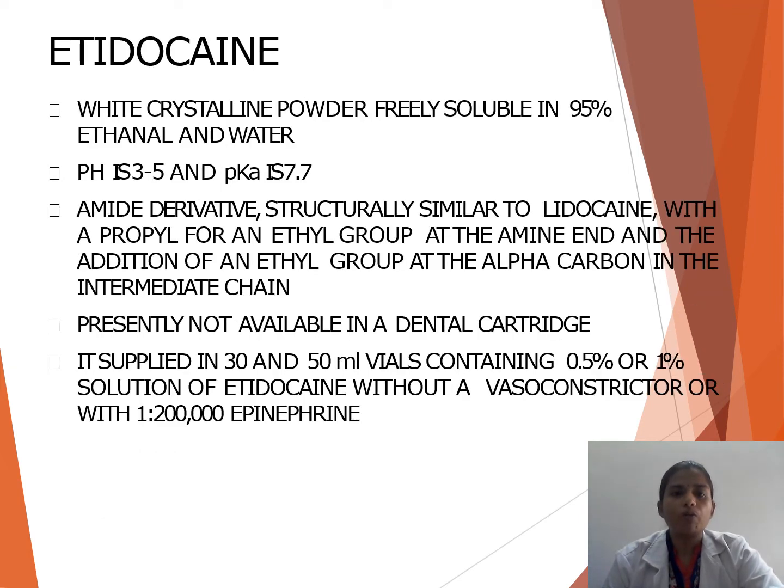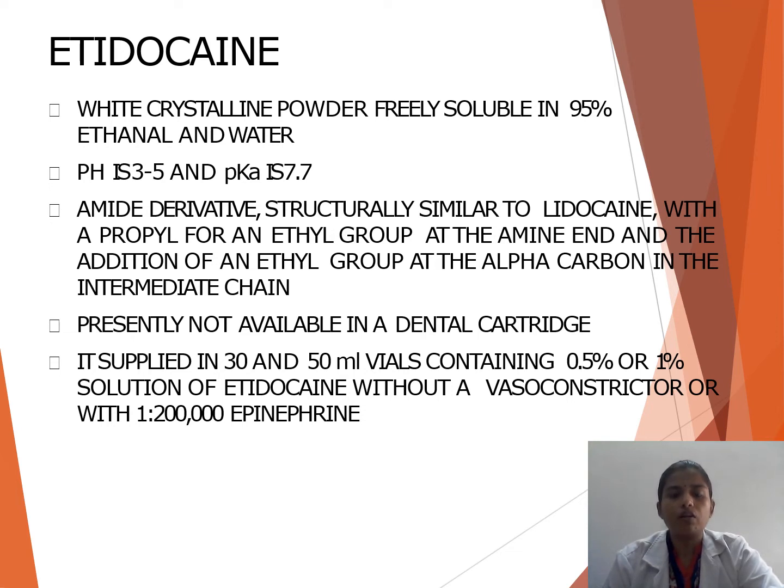Next, we are going to see about etidocaine. It is also a white crystalline powder freely soluble in 95% ethanol and water. It has a pH of 3 to 5 and titration value is 7.7. It is also an amide derivative structurally similar to lidocaine, with a propyl for an ethyl group at the amine end and addition of an ethyl group at the alpha carbon in the intermediate chain. Presently not available in a dental cartridge.